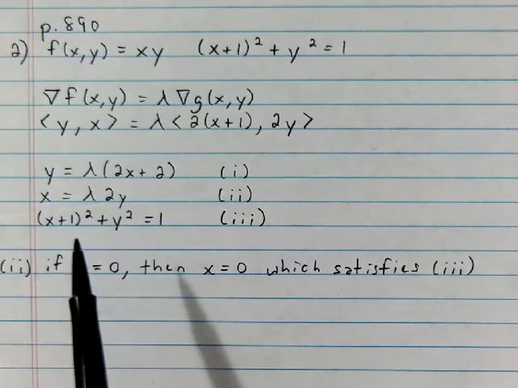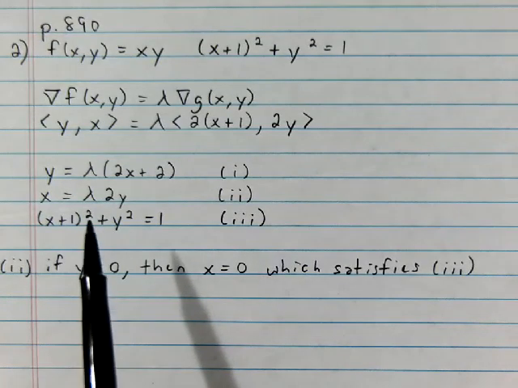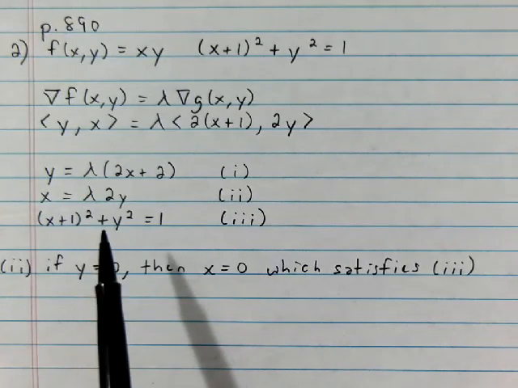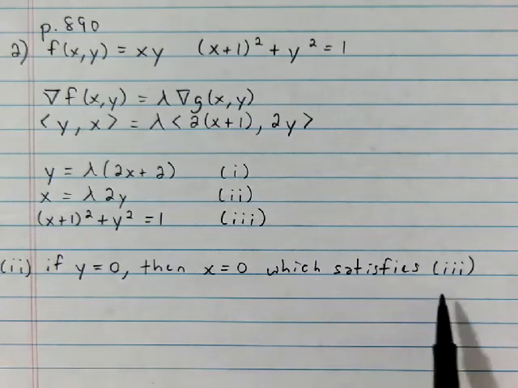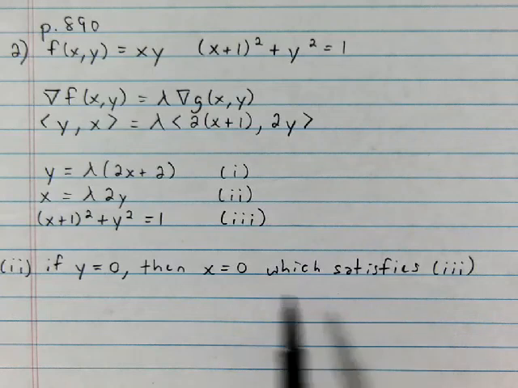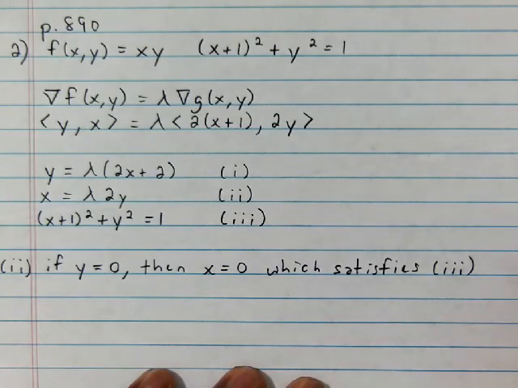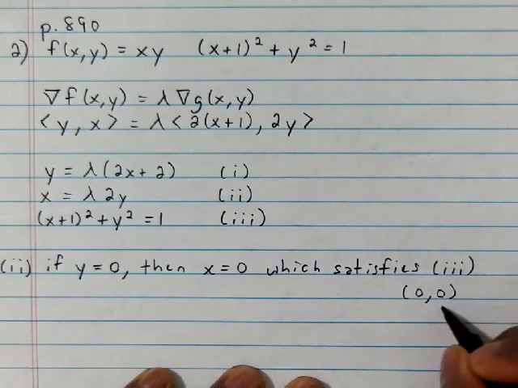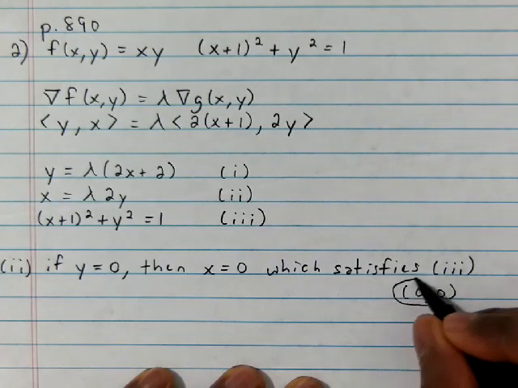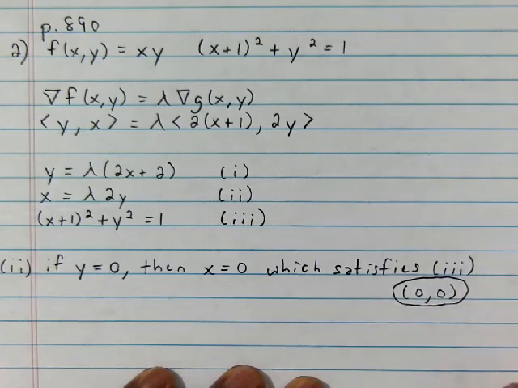And remember, early on I told you we really don't particularly care what lambda is as long as we can get what x and y are. So this tells me that I have a point. I have one of my points already, which is 0, 0. So let's put that over here. And I'll put it in a little circle or box or something, so I remember to go back to that point when it's time for me to plug my points in.